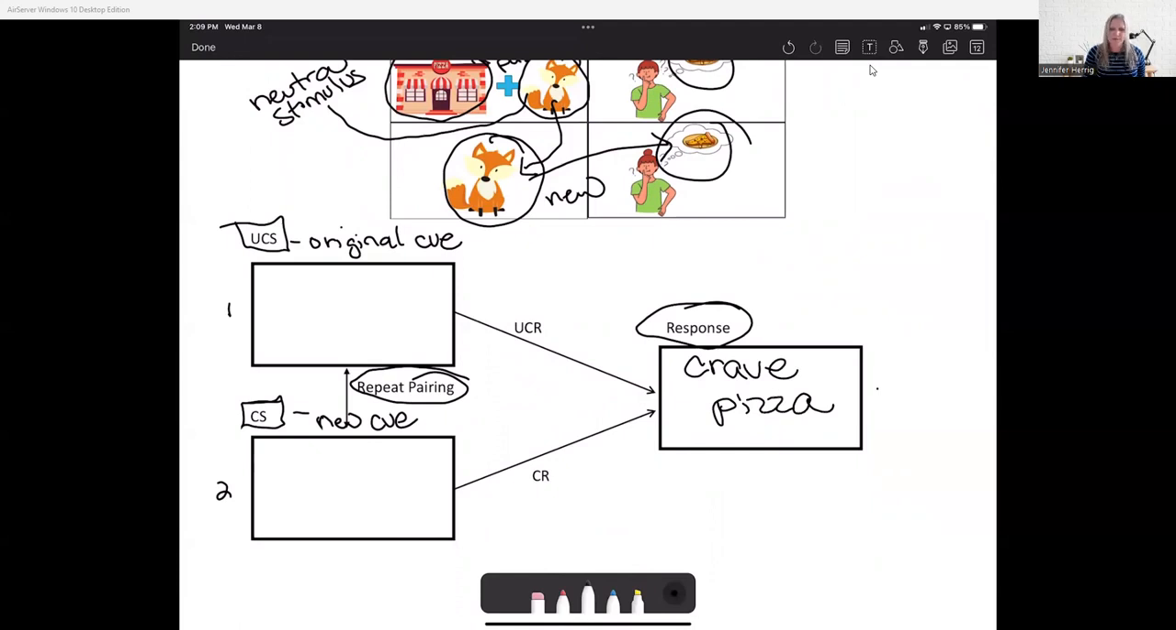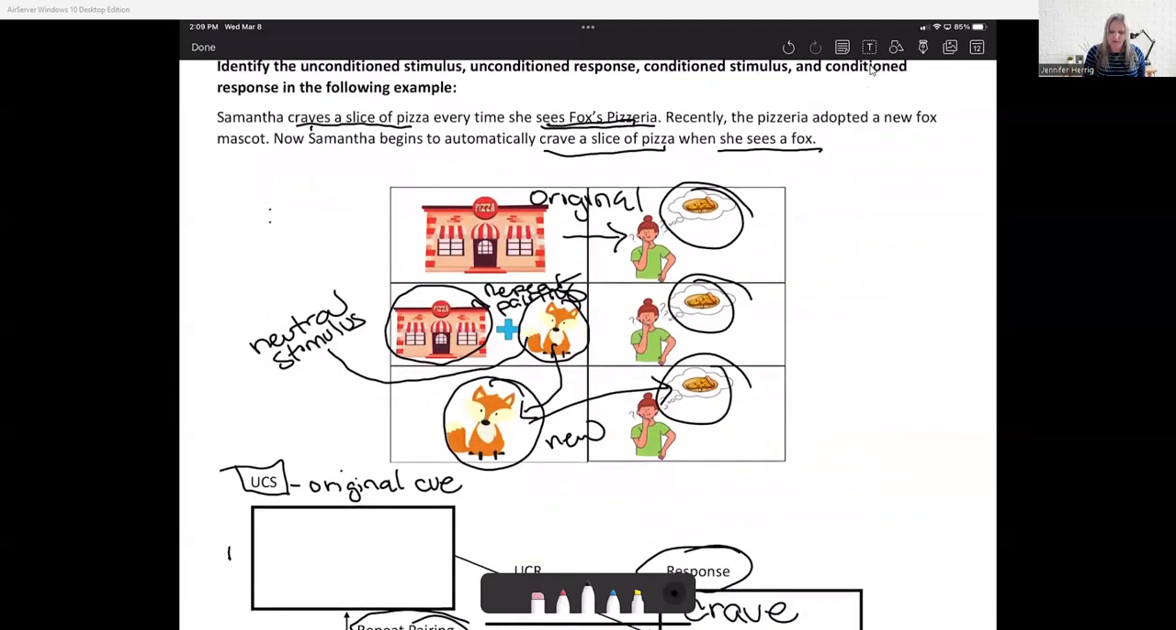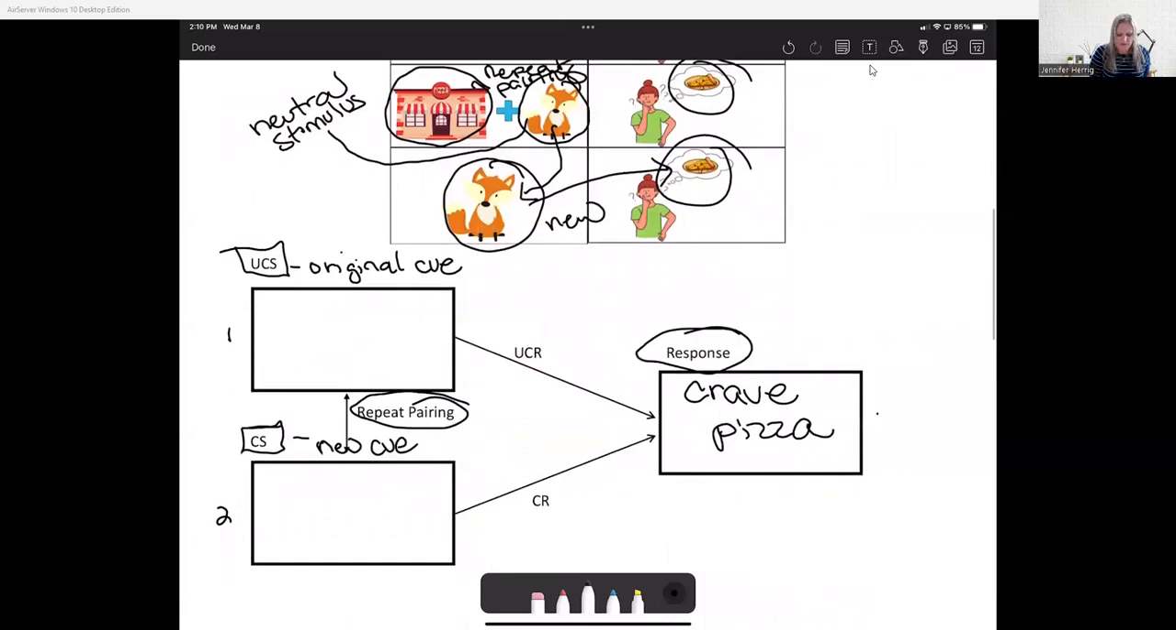And now we can label these other two really quickly by asking ourselves, what was the original cue that led Samantha to crave pizza? So we can go back up here to our example, and we can see that she starts out craving pizza when she sees the pizzeria. So that's what's originally happening. So we can go put that in our original cue. It's the pizzeria.